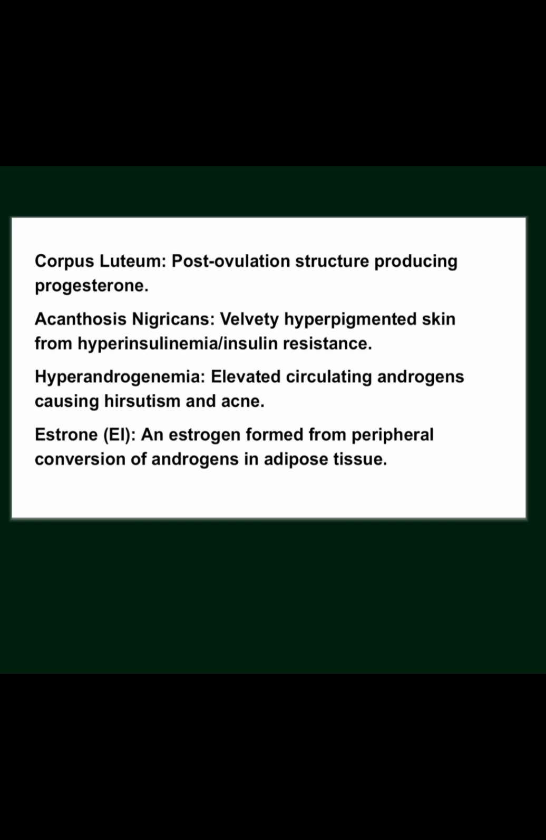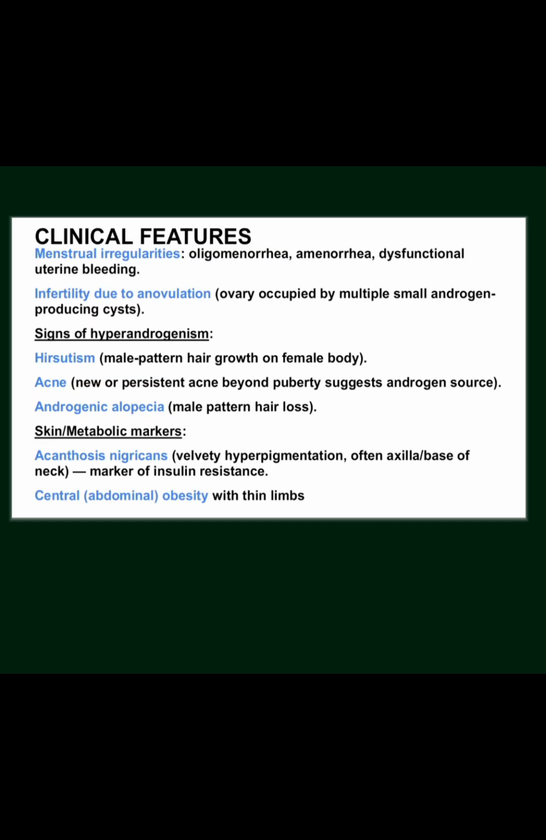Okay, so with that being said, we can now talk about the clinical features. The clinical features, as I've said, are menstrual irregularities such as oligomenorrhea, amenorrhea, and dysfunctional uterine bleeding. We have infertility due to anovulation. Okay, we have signs of hyperandrogenism such as hirsutism, just male facial pattern hair growth on the female body. We've got acne, okay, which is persistent beyond puberty and suggests a source of androgens. We've got androgenic alopecia, just male pattern hair loss.